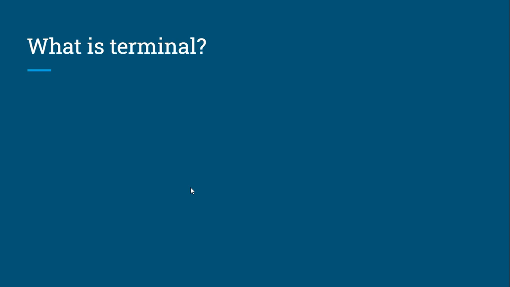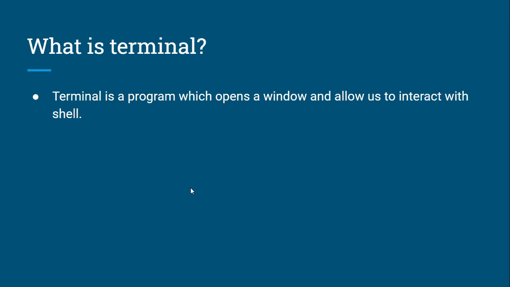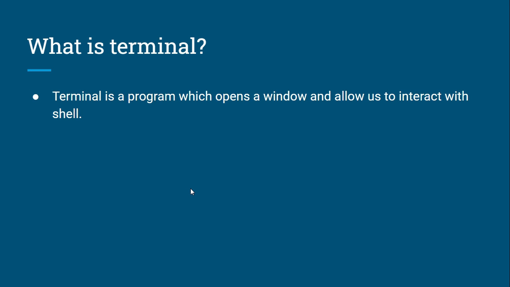Now coming to the next point, which is the terminal. A terminal is basically a program which opens a window and allows us to interact with the shell. So when you open a window to interact with the shell, this is known as a terminal. Let's say if I do SSH to an XYZ machine, I am actually creating a terminal. So these are all about shell, terminal, Linux, and Linux distribution.